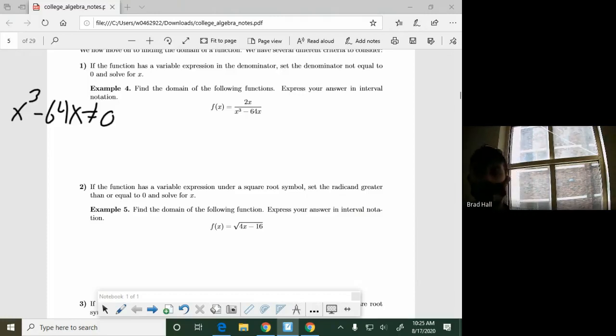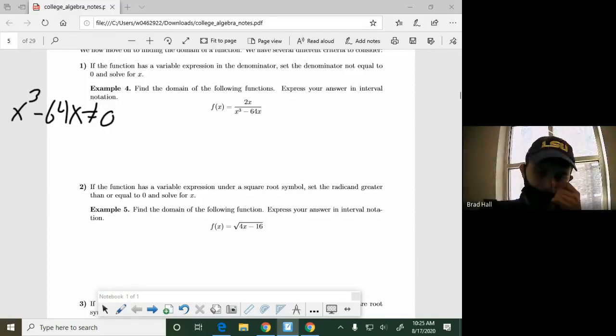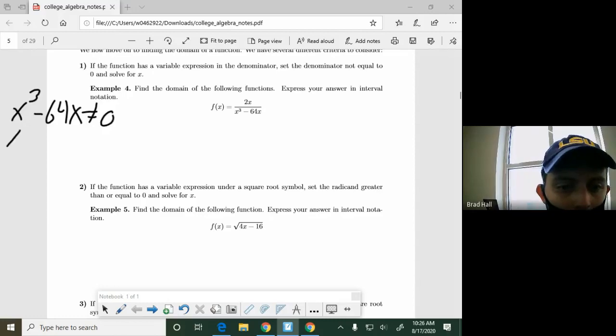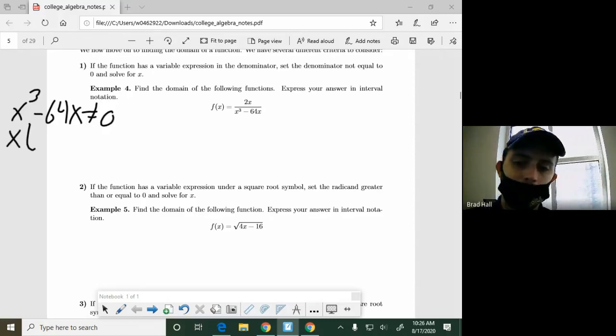So to solve for x here, we have to think about some of the basic factorization techniques. The way we start, I noticed that both terms here have something in common. Yeah, they both have an x in common. X cubed has plenty of x's. The minus 64x also has an x. So we're going to factor out an x. And it's going to look just like this.